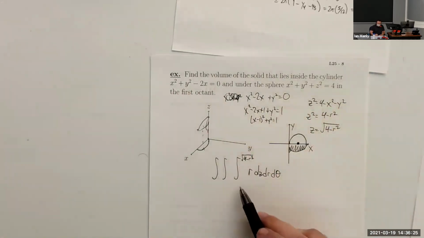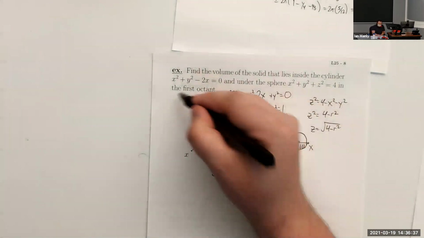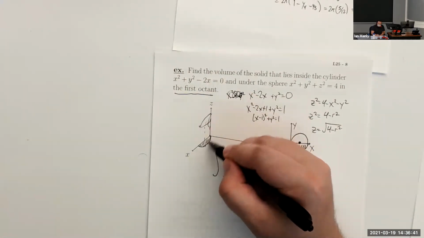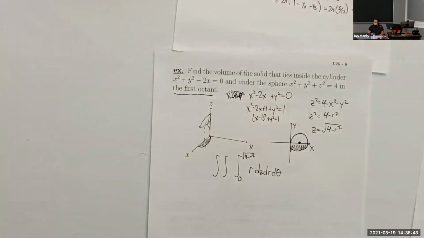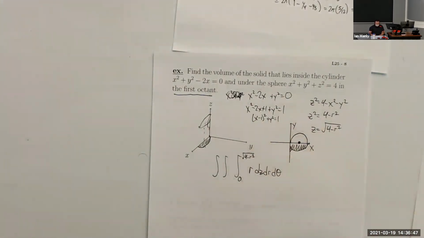And then my lower bound, what's my lower bound going to be? Does anyone know what the lower bound is? Got some zeros here, and that's actually right. It's 0, because we're bound by the first octant. When we go down here, we're bounded below in the z direction by that right there. So it's 0 to root 4 minus r squared.